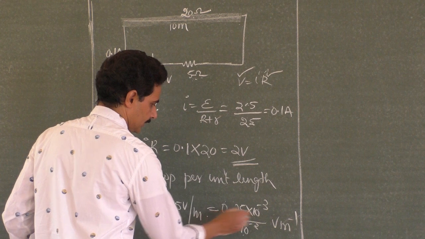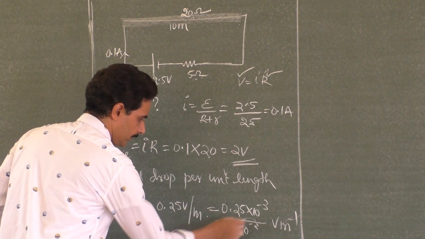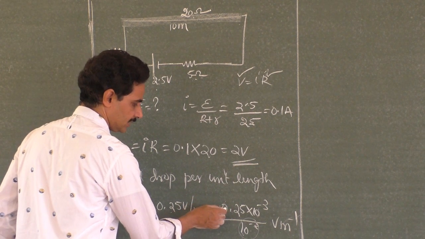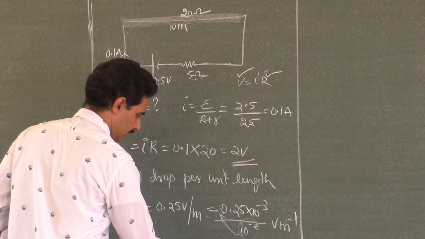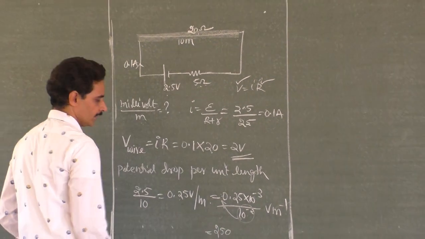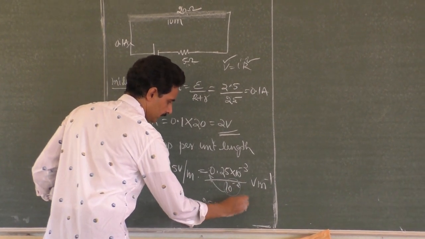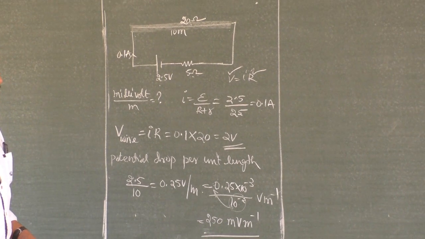Okay, what is this? This I can take as milli. So what is this one? 10 to the power minus 3. When it comes to the numerator, it becomes 10 to the power plus 3. That means 1000. 1000 into 0.25, 250. Then this, I want it in millivolt per meter. 250 millivolt per meter. We have the answer?